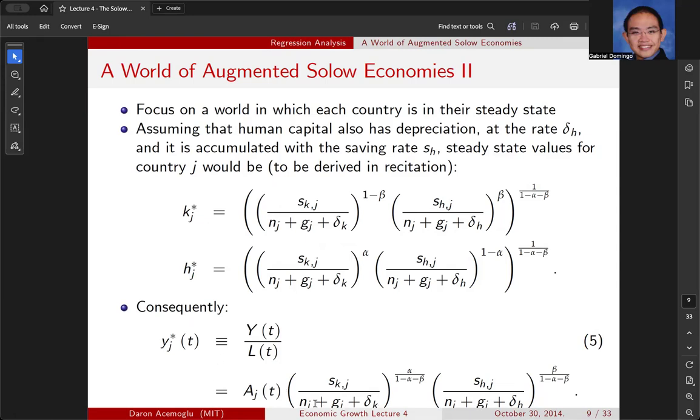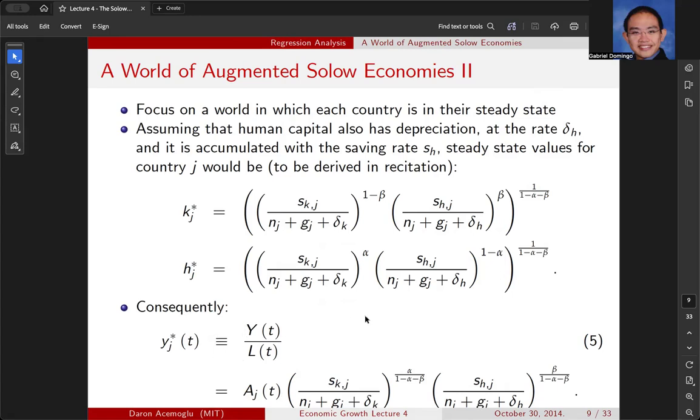When n, g, and delta go up, your steady state level of capital or human capital will fall. And then notice you have your A here because this is output per worker. So output per worker is growing at the rate of A, right? If you recall, it's only capital per effective worker that has zero growth, but capital per worker will have a fixed constant growth rate in the steady state.